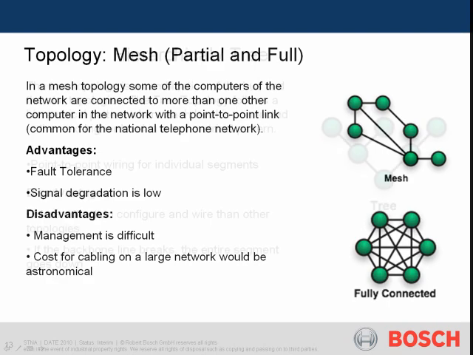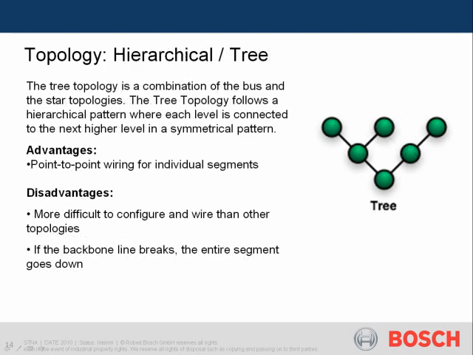The next topology that we're going to look at is called a hierarchical or a tree topology. This is a combination of a bus and a star topology. The topology follows the hierarchical pattern where each level is connected to the next higher level in a symmetrical pattern. The advantage of this topology is the point-to-point wiring between segments.